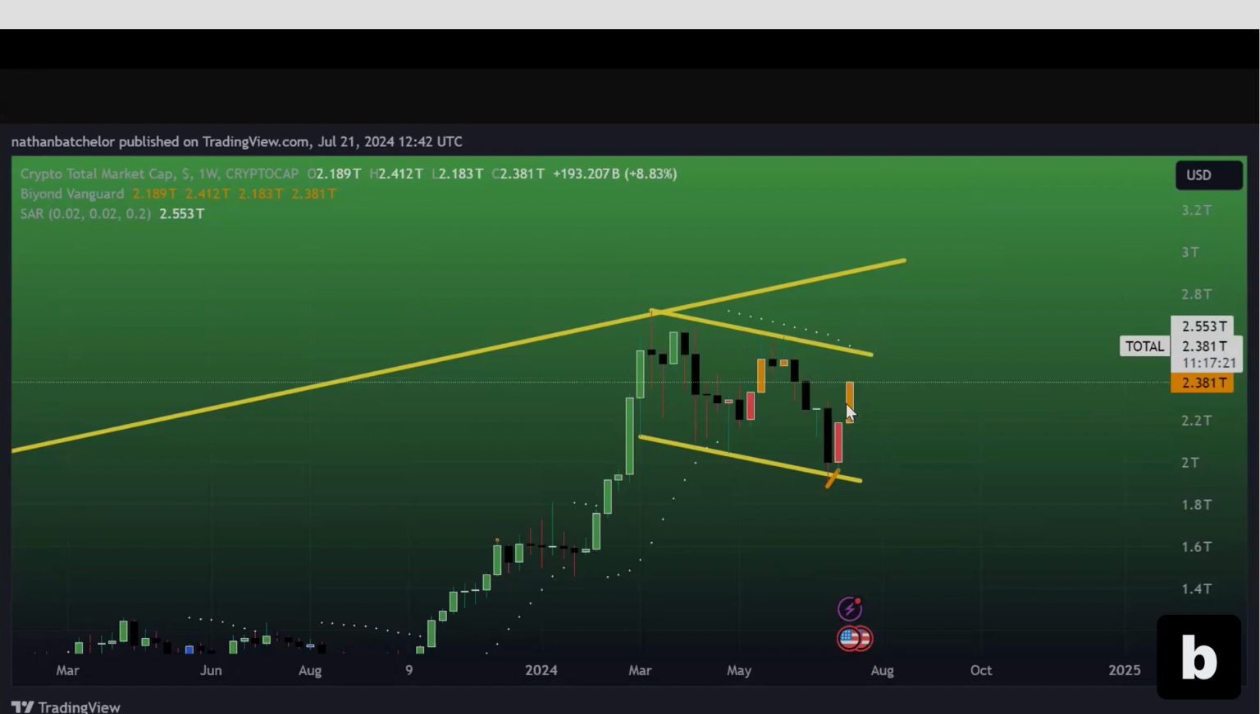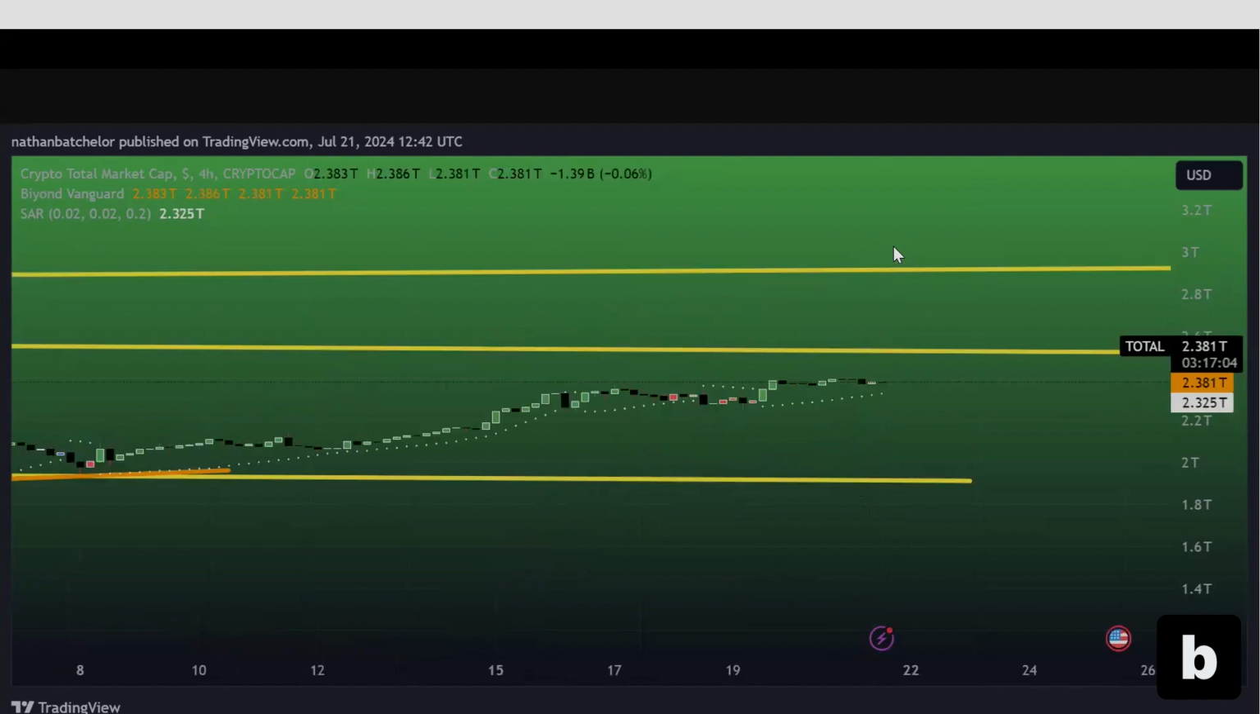So at the moment, it's saying that the entire market isn't completely bullish yet. It's still got some work to do, but when it does, I suspect there's going to be a breakout, and I would expect it to be from the size of that channel. So maybe from like 1.9 to 2.55. So pretty significant breakout towards 3 trillion.